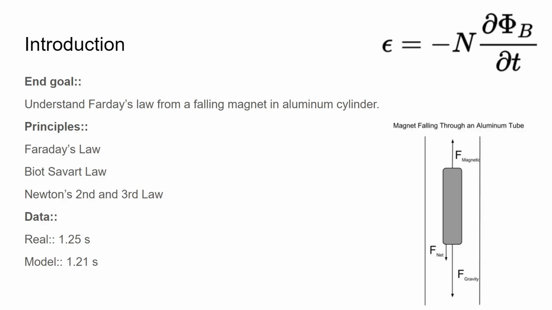It'll be kind of like the graphic that you see on the right now, where we have the force of gravity pulling some kind of magnetic dipole downwards, and it's going to get some kind of induced force that makes it go up a bit, while having the F-net still pull it down throughout the entire time. Some principles we'll be discussing are Faraday's law, Biot-Savart, and Newton's lovely second and third laws. For some data, we'll have 1.25 seconds for real, and the model is 1.21 seconds.